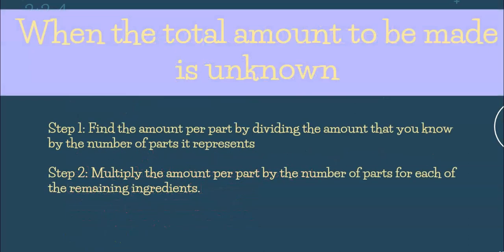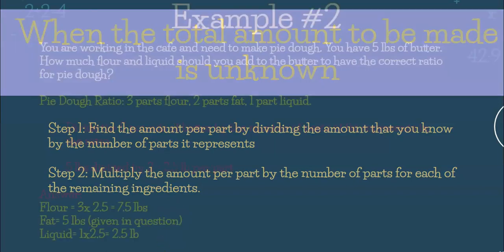All right. Now, when the total amount to be made is unknown, so if we didn't know that we're making 10 pounds or whatever, you are going to have to follow a couple different steps. Step 1, you'll find the amount per part by dividing the amount that you know by the number of parts it represents. And then step 2, you're going to multiply the amount per part by the number of parts of each of the remaining ingredients. So you're kind of solving for X, essentially.